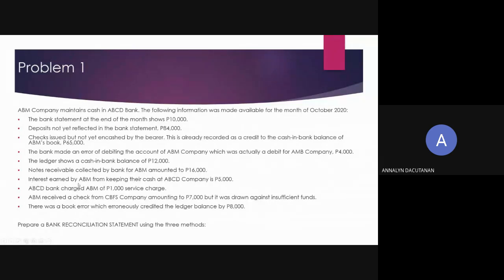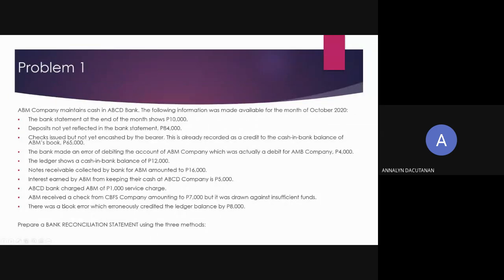And then interest earned. So kumita daw si ABM company for depositing cash to ABCD company amounting to 5,000. So this is also an addition. ABCD Bank charged ABM of 1,000 service charge. So may service charge amounting to 1K. If it's a charge, therefore, it's a deduction.